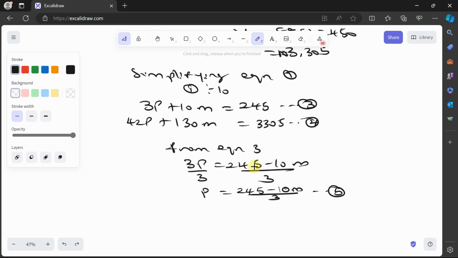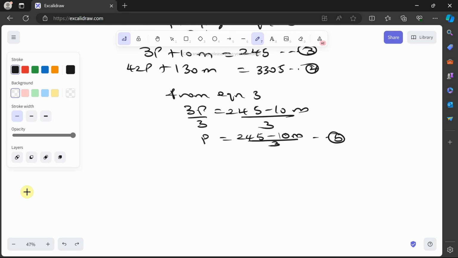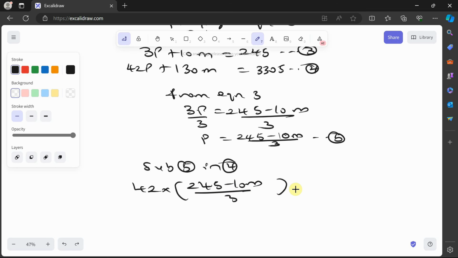Now that I've gotten this equation from equation 3, I will substitute p into the other one that I did not touch. That will be equation 4. So substituting equation 5 in 4, that will be 42 times (245 minus 10m) all over 3 plus 130m is equal to 3305. If I cancel, 3 can go into 42. This will be 1 and 14, right?